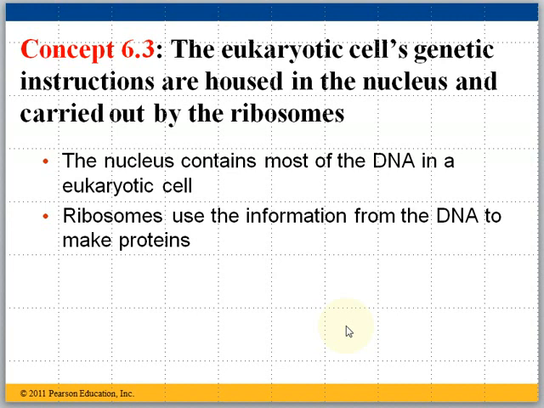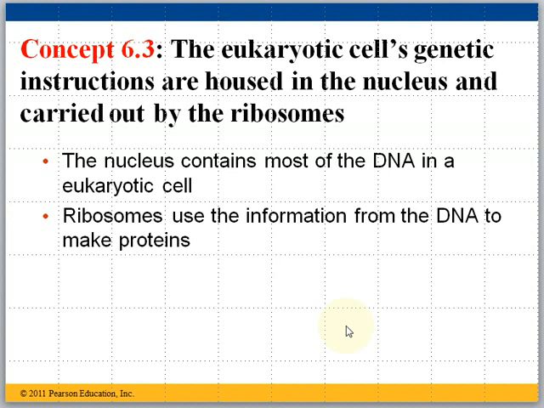So we're going to compare our cell to a city, and if that's the case, the nucleus would be like City Hall, and the DNA would be the boss. He would be the foreman or the person handing out all the instructions. The nucleus contains most of the DNA in a eukaryotic cell. We're going to find there's actually some DNA located elsewhere, but for the most part, the DNA is located in the nucleus. And then these ribosomes, which carry out the instructions of the DNA, are throughout the cell in a couple different spots, and they make proteins.